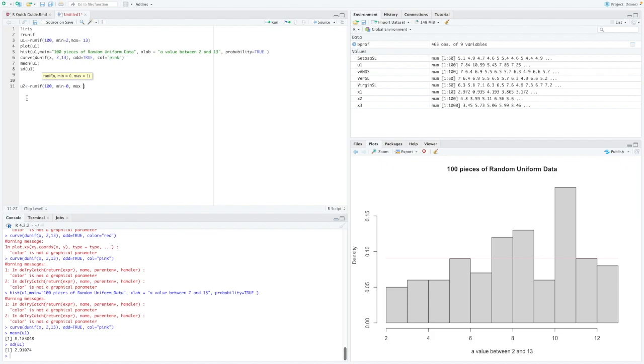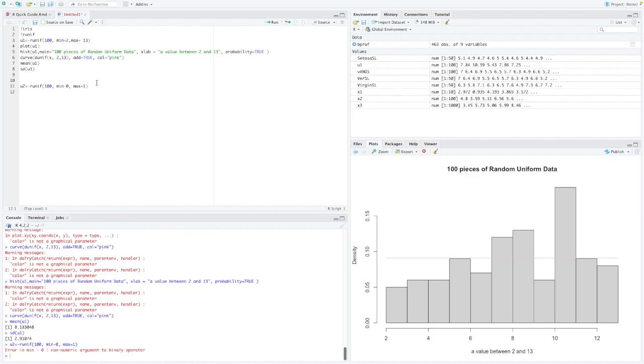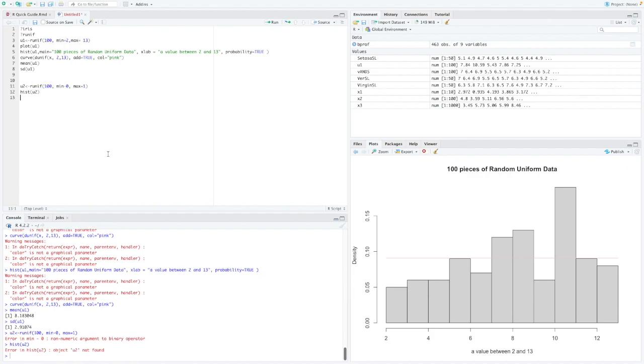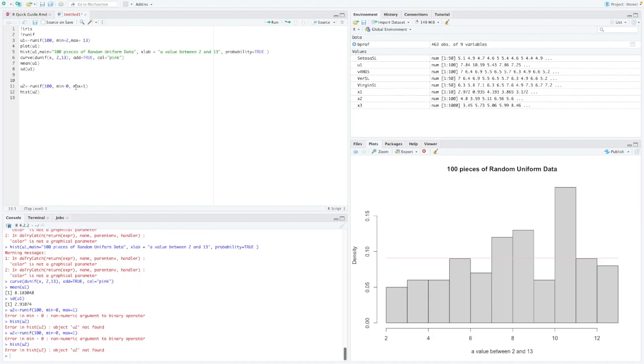And a maximum of 1. So this is a pretty tight data set, and I can go ahead and graph it if I want. Histogram U2. I ran it. We'll run it again.